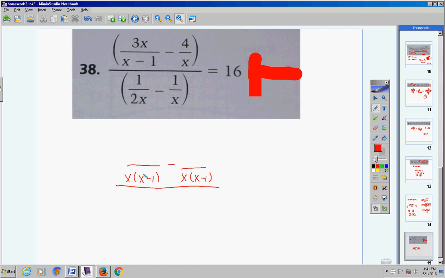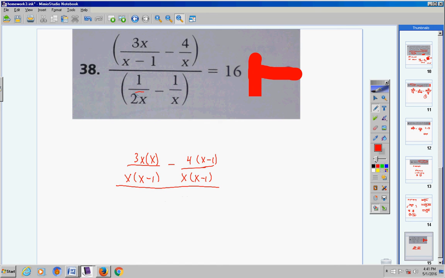Okay, what do I have extra here that I don't have here? X. And I'm bringing down 3x. So 3x times x. What do I have extra here that I don't have here? X minus 1. And I'm bringing down a 4. Okay, very good.